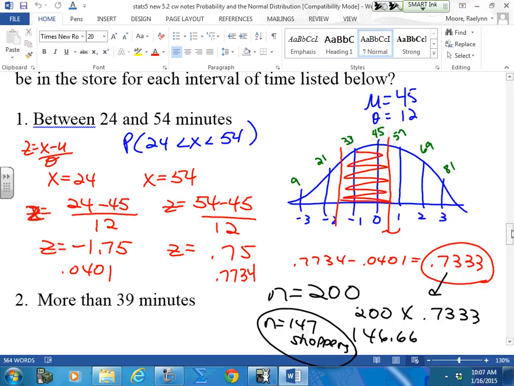So 30 to 50. Well, 39 minutes is different. We're going to do it for more than 39 minutes. This is separate. This is a separate part. Yeah, that has nothing to do with this part.